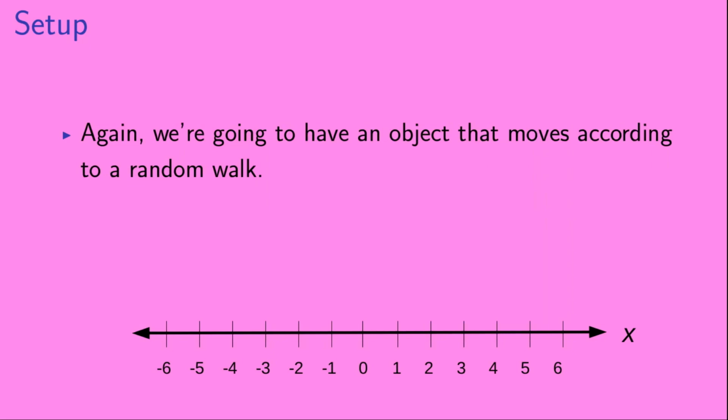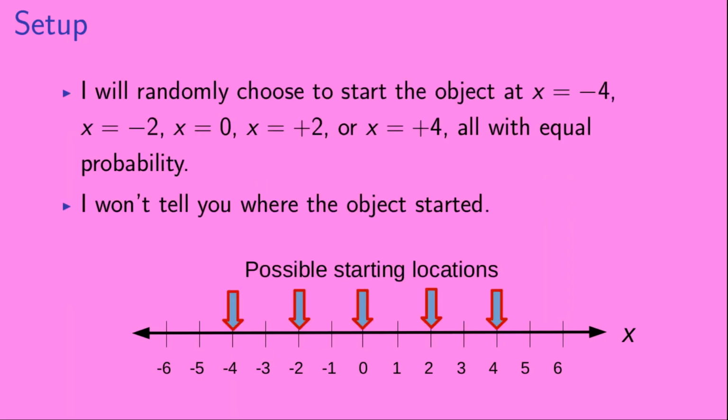Again, we're going to have an object that moves according to a random walk. I will randomly choose to start the object at x equals -4, x equals -2, x equals 0, x equals +2, or x equals +4, all with equal probability. I won't tell you where the object started.